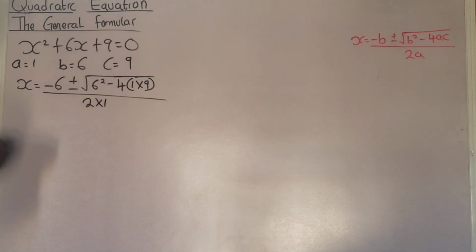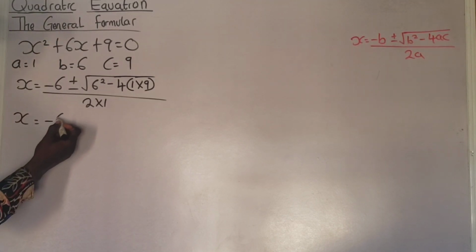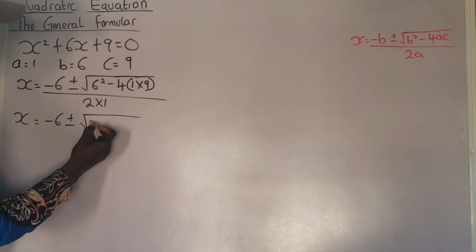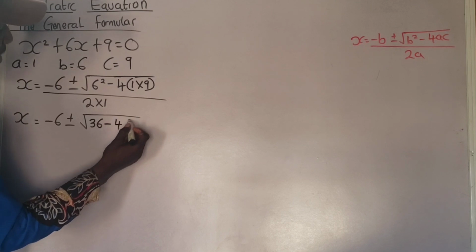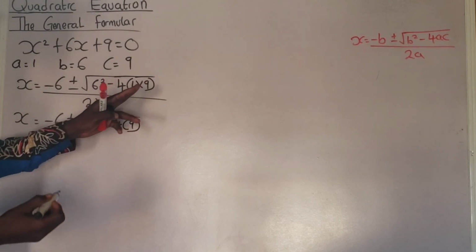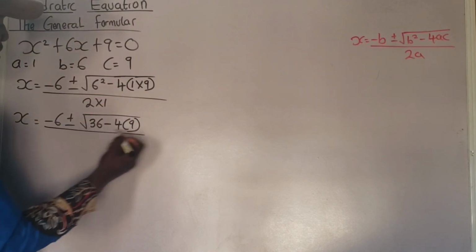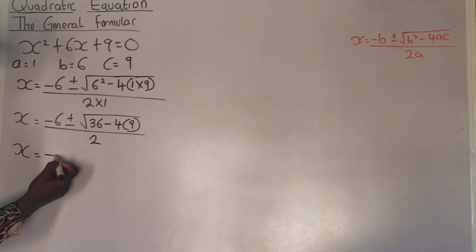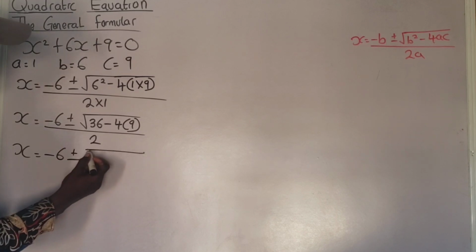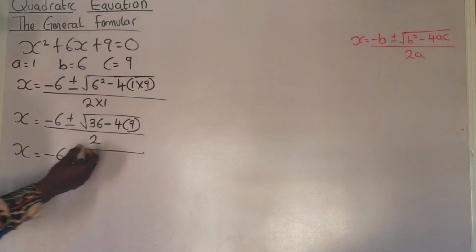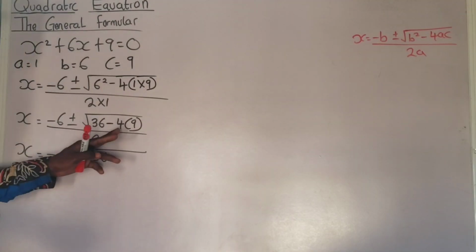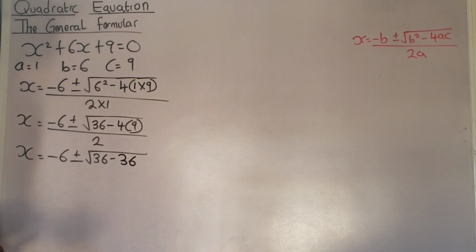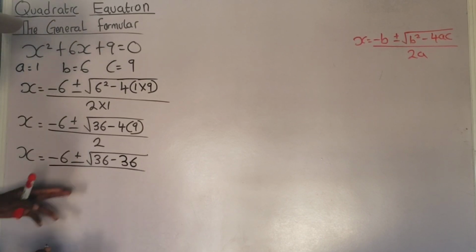x equals minus 6 plus or minus square root of, 6 squared is 36. 36 minus 4 multiplied by 9, because 1 times 9 is 9. All over 2 times 1, which is 2. x equals minus 6 plus or minus. Now let us simplify here. We have 36 minus 4 times 9, which is 36. So I'm going to have 36 minus 36, all over 2.